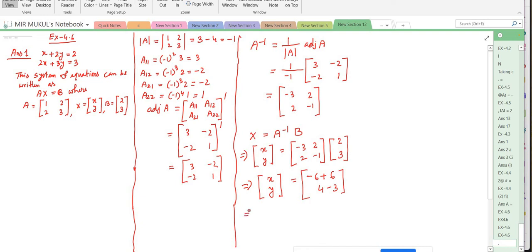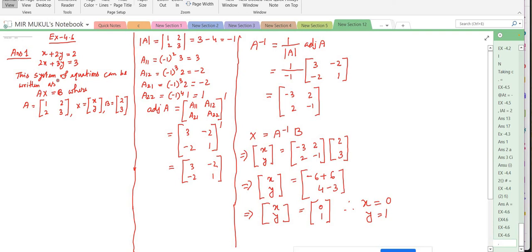So x, y, we are getting 0 and 1. So therefore, by comparing both the matrices, we can say x equals 0 and y equals 1.